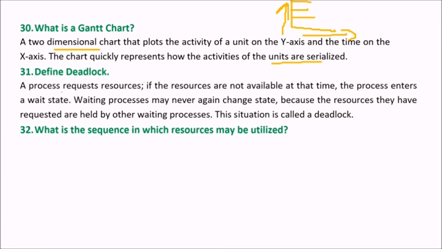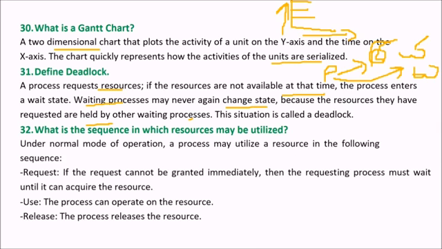Define deadlock. A process requests resources. If the resource is not available at that time, the process enters a waiting state. So the waiting states may never again change state because the resources they have requested are held by other waiting processes. So we have a waiting process because it is waiting for some resources. Now some process has come. It is expecting or waiting for a resource. Now because it is not getting the resource, it will again go to waiting state. So now this process and this process, they both are waiting for the same resource which is held by some other. Okay, this is the deadlock condition. The situation is called deadlock.